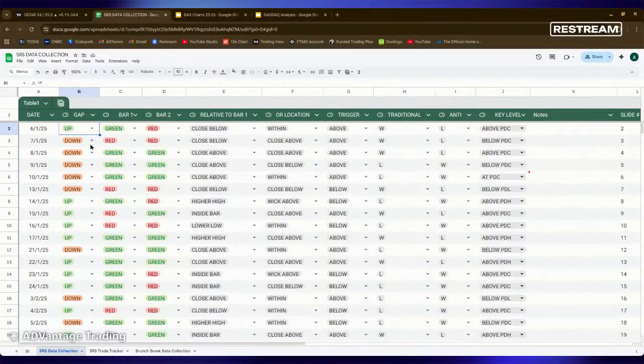That's a gap up, or whether it opened lower than the market closed the previous day. That's a gap down. And then I've got whether the first and second bars were green or red, so whether the price moved up or down. And then I've got bar 2 relative to bar 1. So was the second bar lower in price than the first bar? Or did the price go up, or did it stay the same?